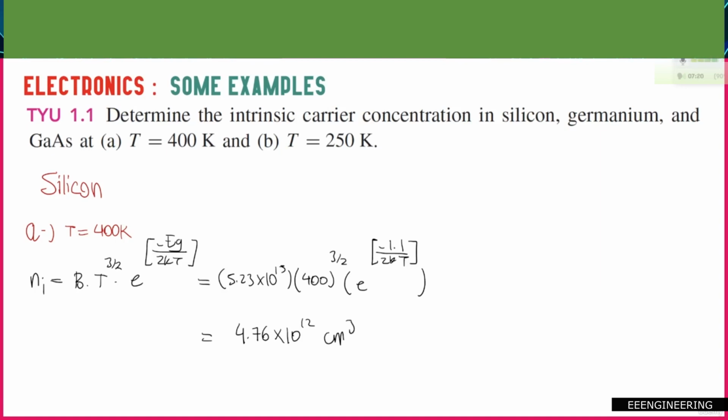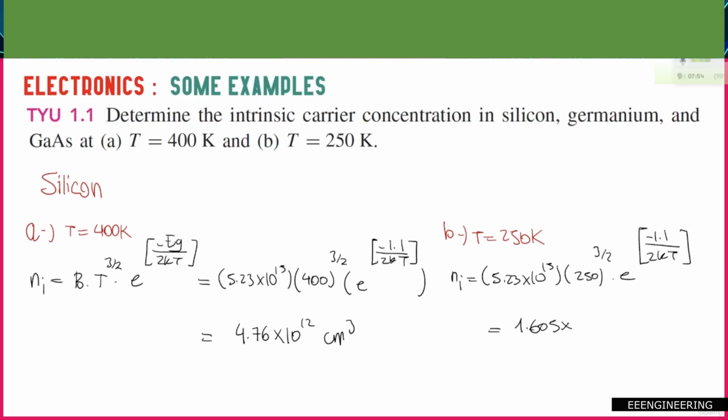But what about the intrinsic carrier concentration when T is equal to 250 Kelvin? In that case, we again have exactly the same B value, 5.23 times 10^15, but this time the temperature decreases a little bit, 250^(3/2) times e^(-1.1/2kT). The band gap energy does not change. Finally, we have the answer as 1.605 times 10^8.